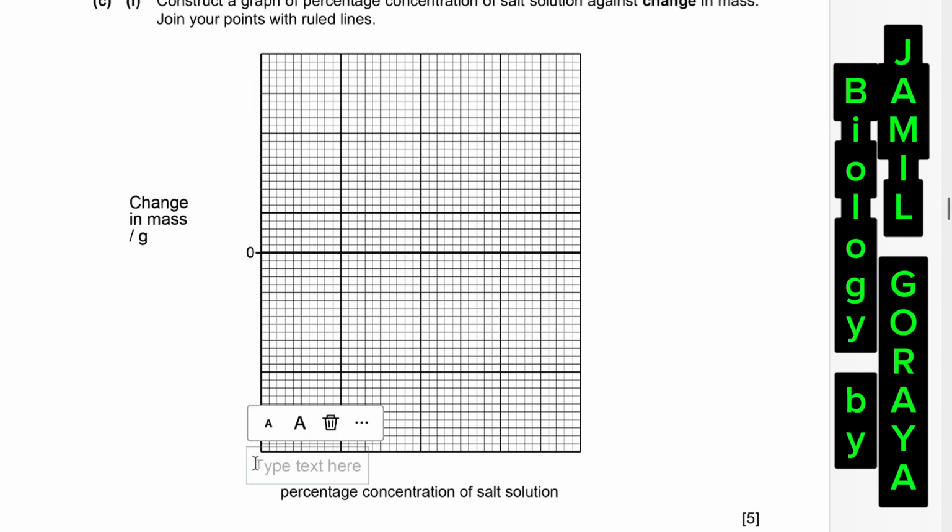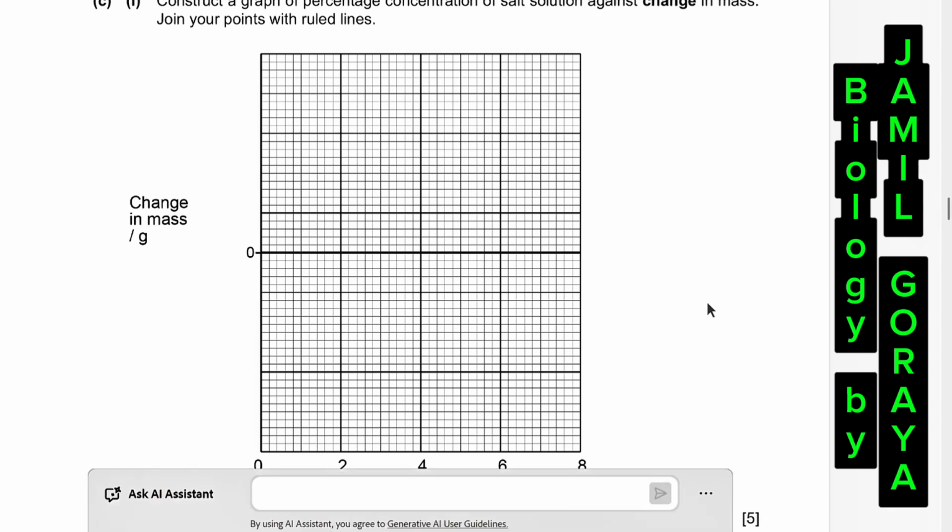So let's start with 0, then at equal gap 2, the next must be 4, next one is 6, and the last reading on the x-axis is 8. So this is how we make a linear scale on the x-axis.